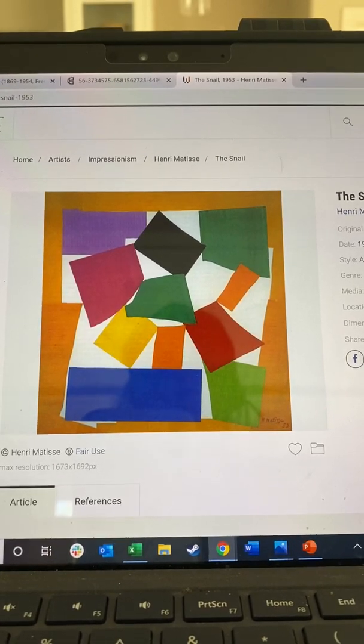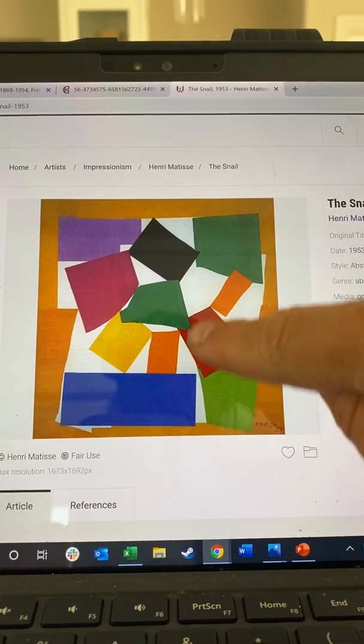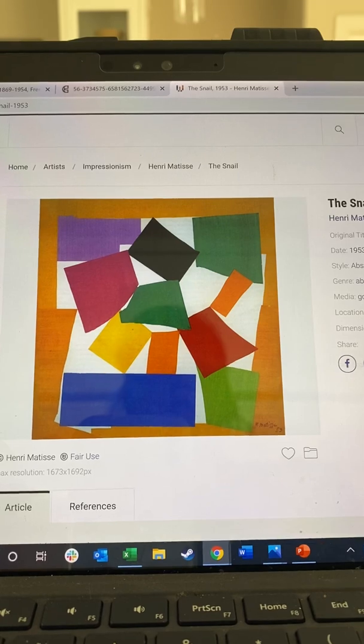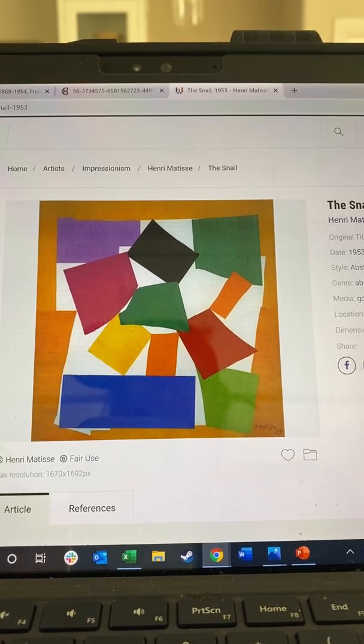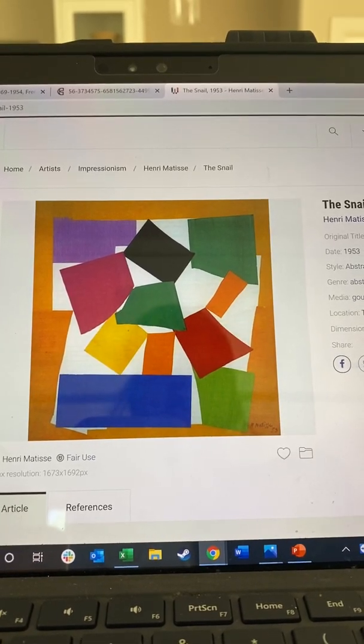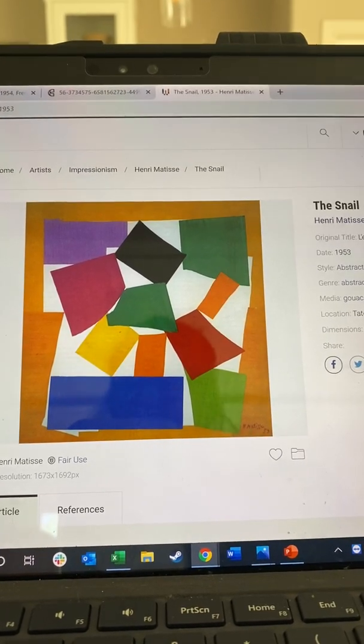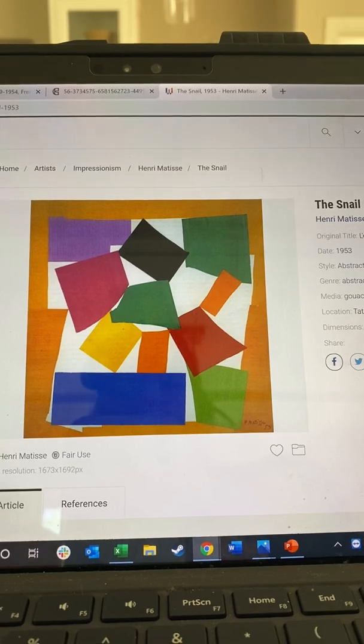Or painting, you could do a painting, you could do what Matisse did and cut out construction paper. You could use paper and paint or draw, or if you have Play-Doh, you could make it out of Play-Doh, or you could use pipe cleaners and paper plates.